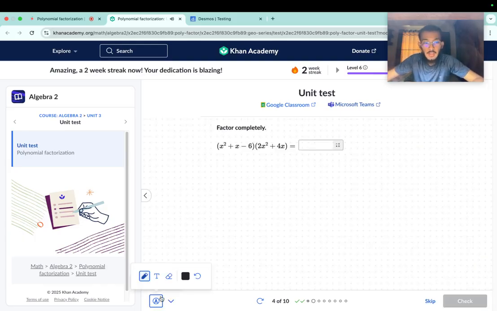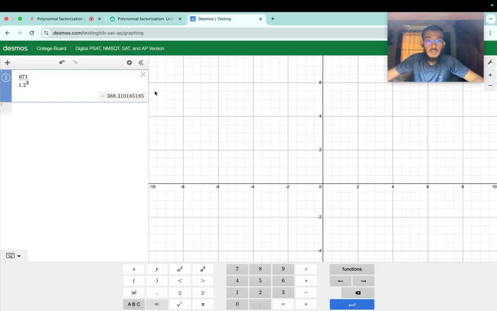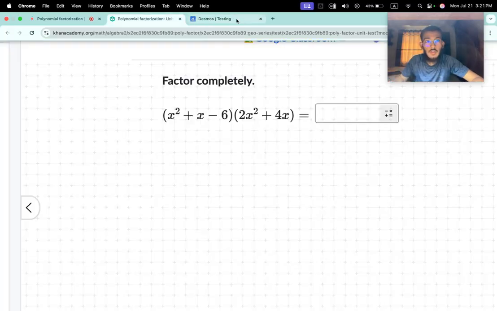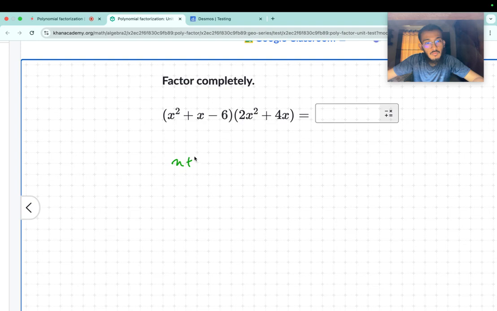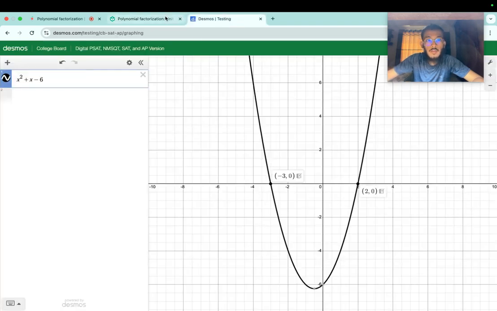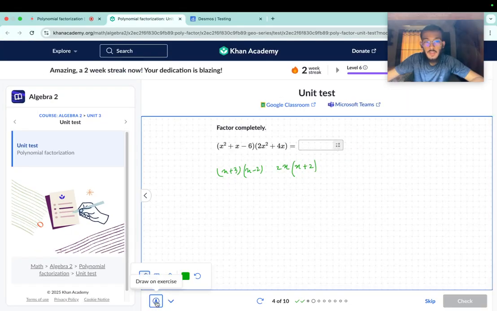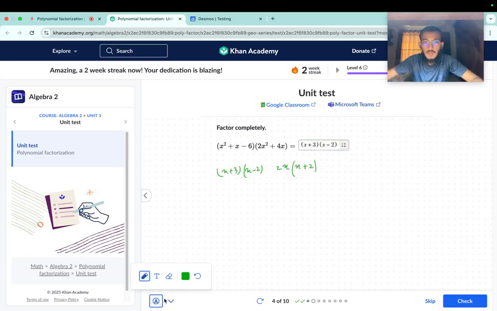You have to factor this completely. Let's do it. When we factor x squared plus x minus 6, we have x plus 3 and x minus 2. And we factored the other by taking 2x common, so we're left with x plus 2, that is 2x squared plus 4x. Okay, so (x plus 3)(x minus 2) and 2x times (x plus 2).